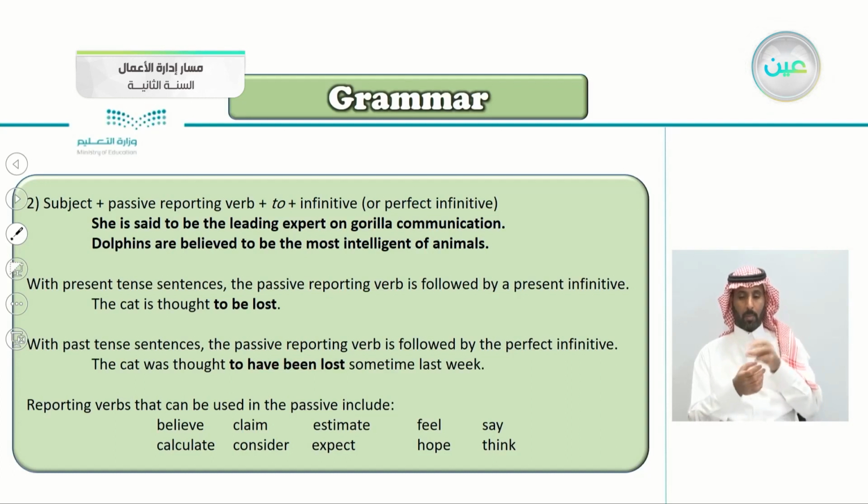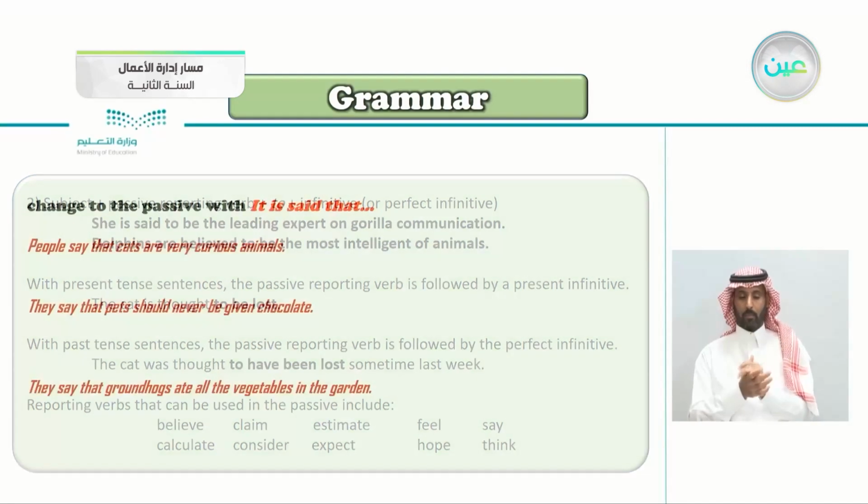Reporting verbs that can be used in the passive include believe, calculate, claim, consider, estimate, expect, feel, hope, say, and think. Of course, we already used believe and say. And here, think becomes thought. So these are words that you can use as passive reporting verbs.